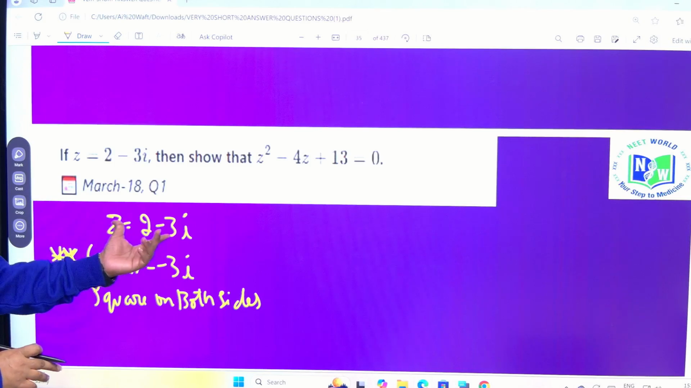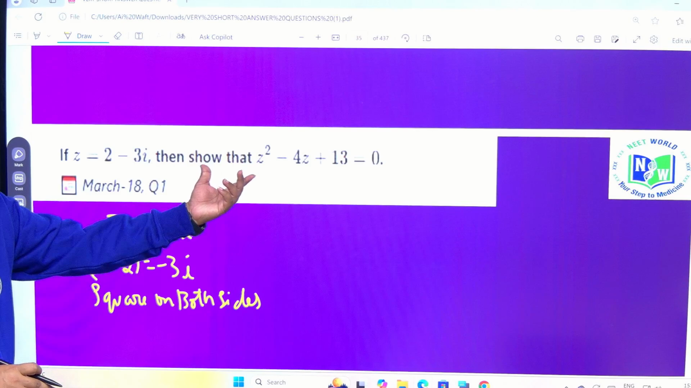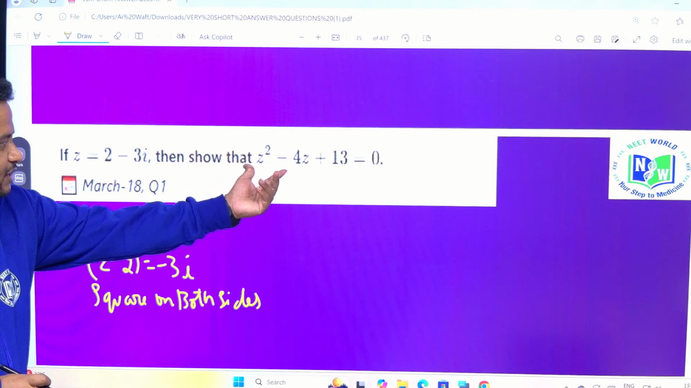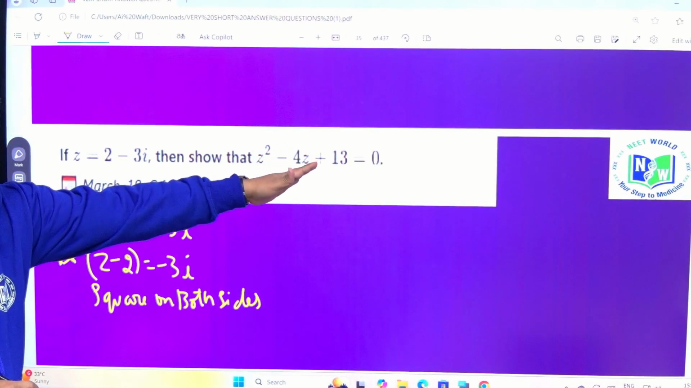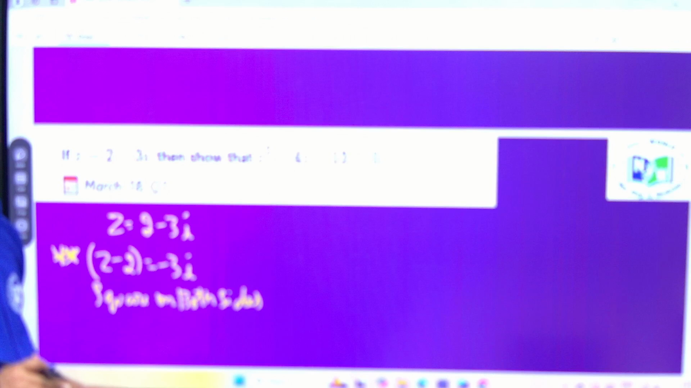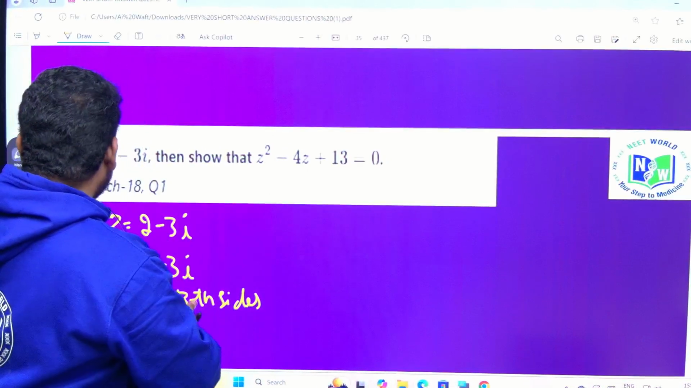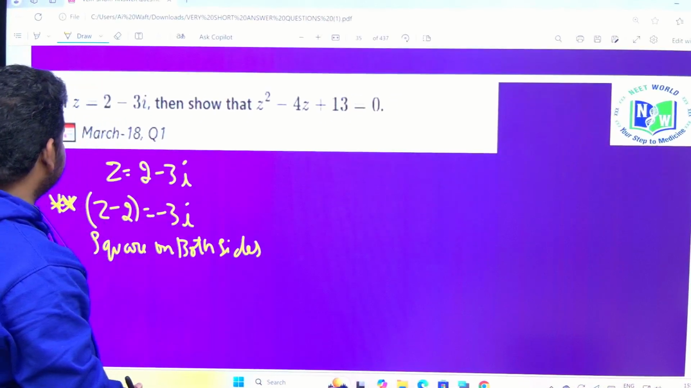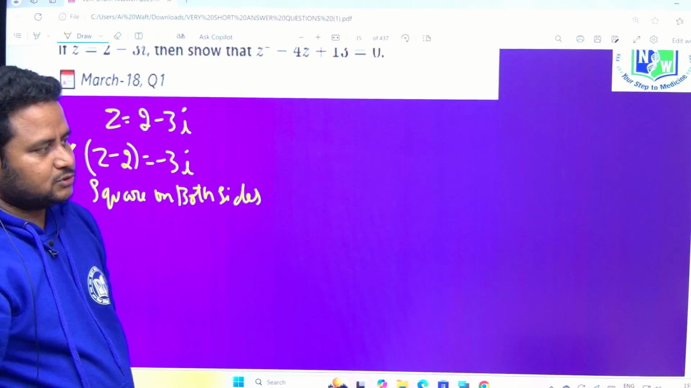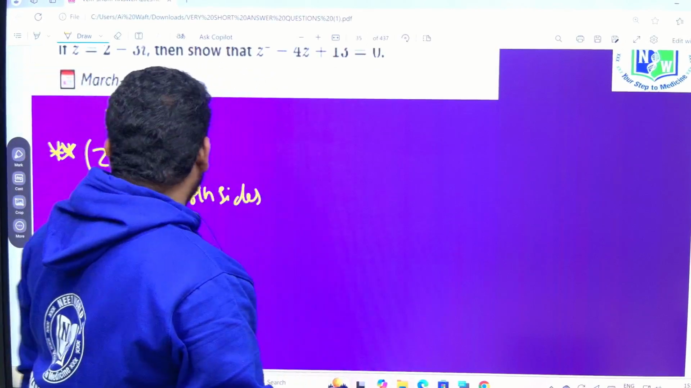Otherwise, you can put the value of z here, square it, multiply, and prove that it is equal to 0. But this is a little tedious job. Instead of that, you can get it directly if you do it this way. z minus 2 is equal to minus 3i. So if you square on both sides, what will you get?